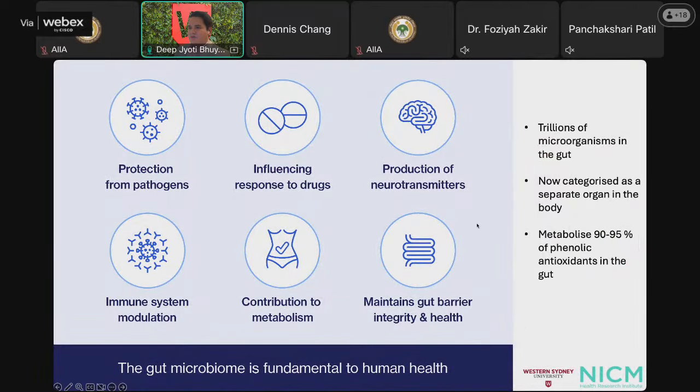As I said, the microbiome is quite important because we have about trillions of microorganisms living in our gut. And surprisingly enough, it is now considered a separate organ in the body. It is considered an invisible organ because of its significance in health. And when it comes to food and nutrition, for example, we talk about antioxidants. About 90 to 95% of the antioxidants that we get from our food is metabolized by the gut microbiota. Our body can only absorb about 5 to 10%, and for the remaining 90 to 95%, if you do not have a good microbiome, you're not going to get the most benefit out of your fruits and vegetables.